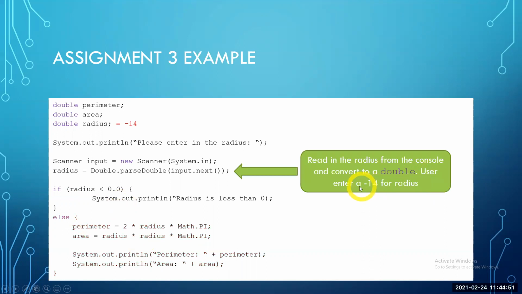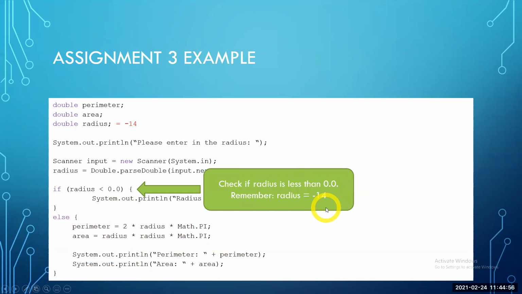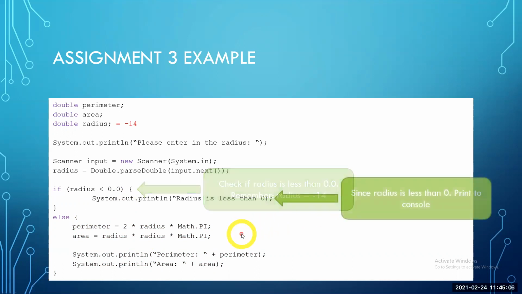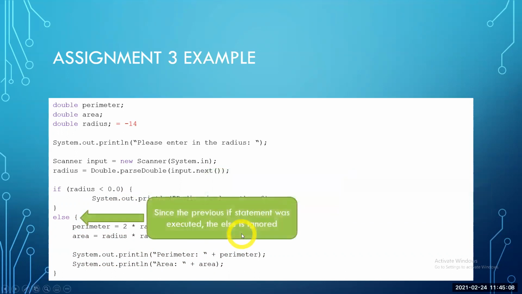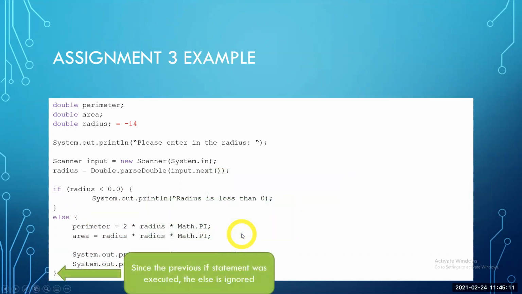So let's say, for example, the user enters in a -14. Goes here, it checks if the radius is less than 0.0. And again, remember radius, for this example, they enter in a -14. It goes in here, and then our program ends. It doesn't continue doing the rest of these statements. If the user enters in a number greater than 0, so for example, if they enter in a 27, it's going to go into this else statement and run the rest of this program.